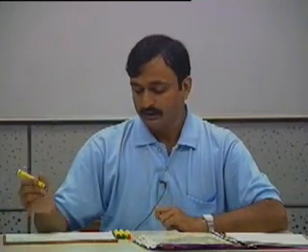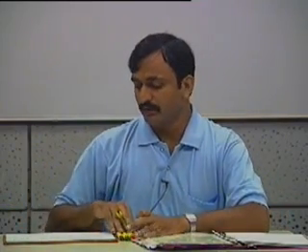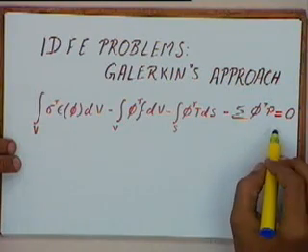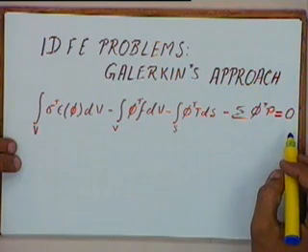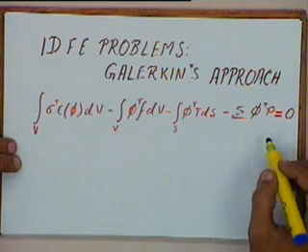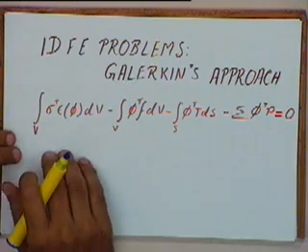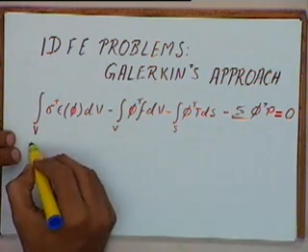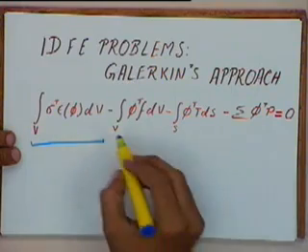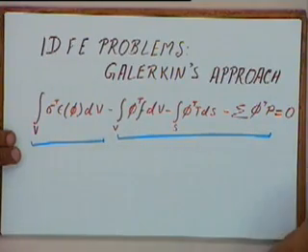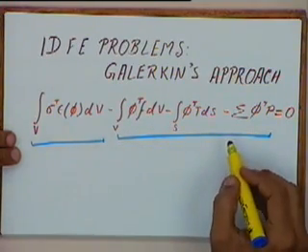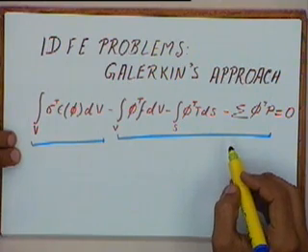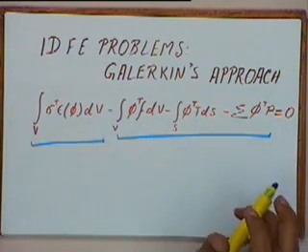Today we will see the Galerkin's approach to one dimensional finite element problems. In the Galerkin's method we have already seen this equation that we get for the virtual work done, that is, this part is the virtual work done against the internal forces and this is the external virtual work done, and we said that the two will be equal in magnitude and the total virtual work done will be 0. Okay, this we have already seen.